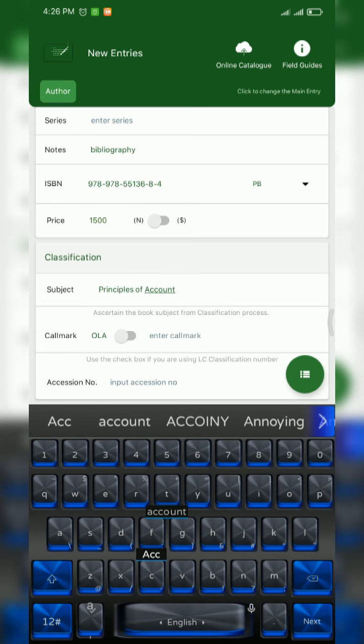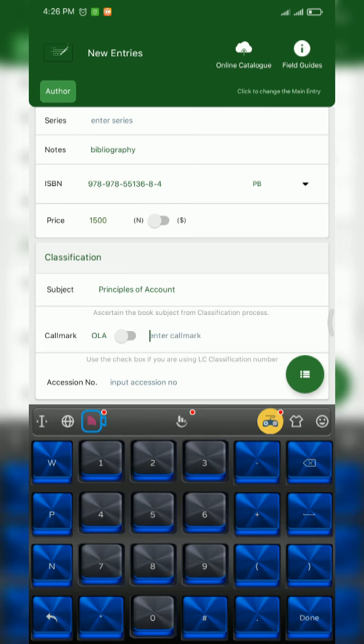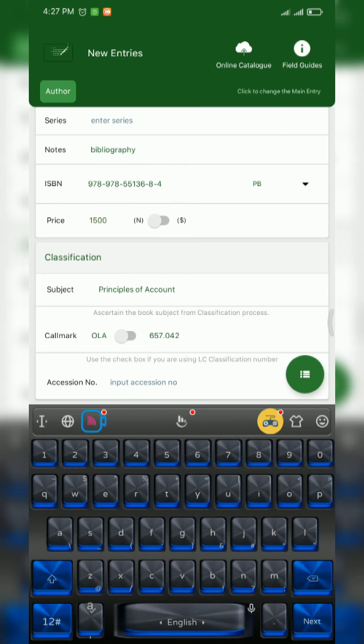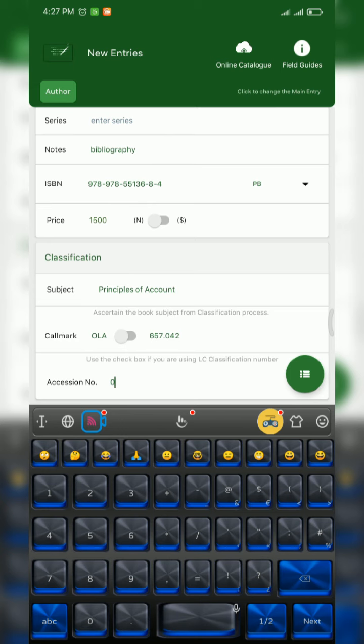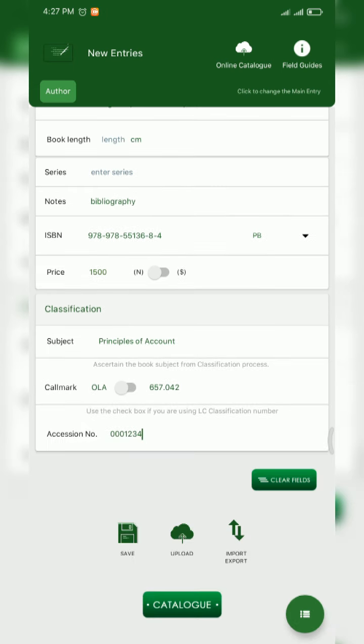Understood? And the classification number here, we'll be using 657.042. Yes, the classification number might not be accurate, but you can check on it to see how relevant it is. You can also make your own classification and see how it is. For the accession number, we just include a number here as the accession number.